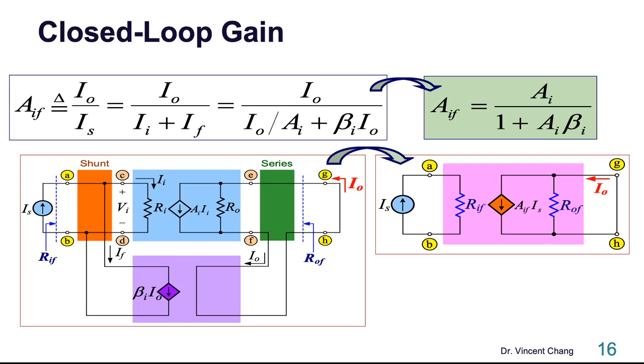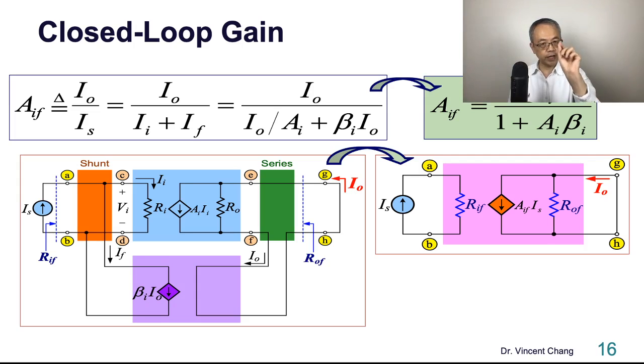The only difference from the previous one in the series, shunt, is that we put the meaning for the amplifier. So now the nature of the amplifier becomes the current amplifier. So A is now defined by the current gain. Also, the AF is defined by the closed loop current gain. It's now AIF.